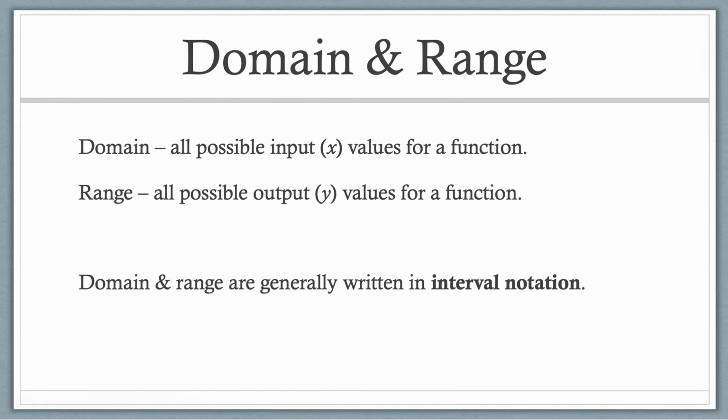The domain of a function is all possible x values or input values, whereas the range is all possible y values. Depending on the type of function, we may have some sort of restriction on the x or the y values, so that's going to affect its domain and range. Domain and range are generally written in interval notation, where we look at the smallest and the largest possible x and y values.